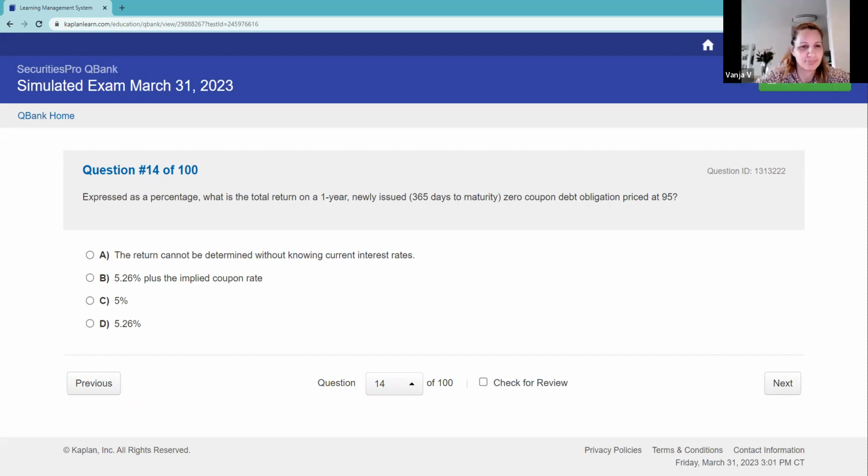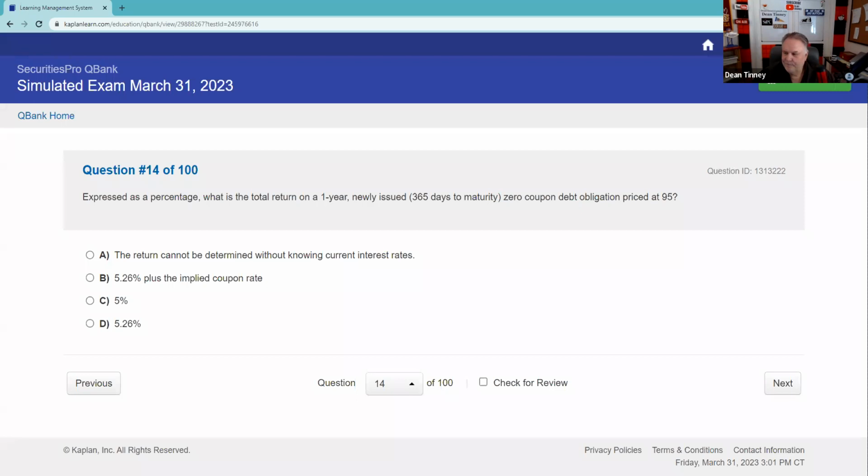All right. Expressed as a percentage, what is the total return of a 1-year newly issued zero coupon debt priced at 95?